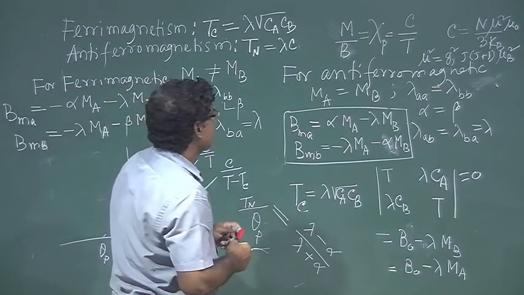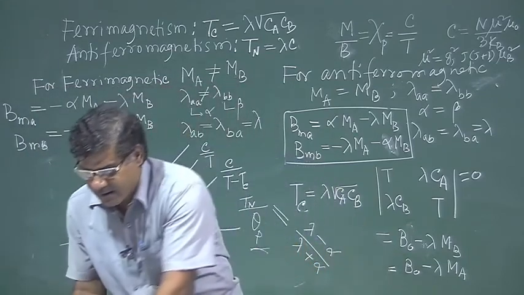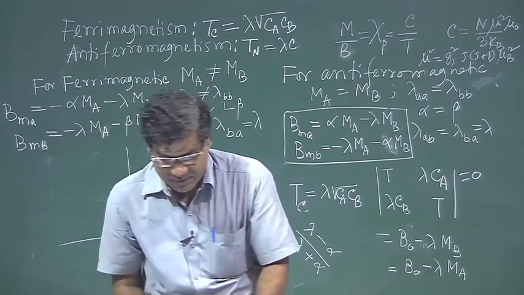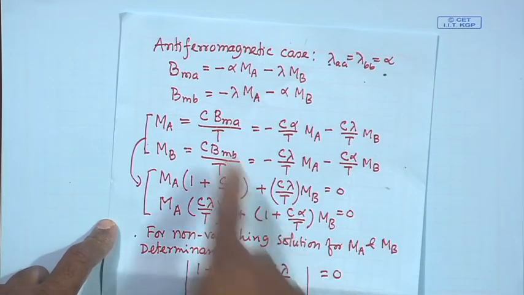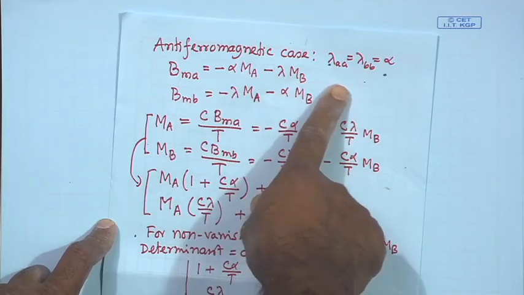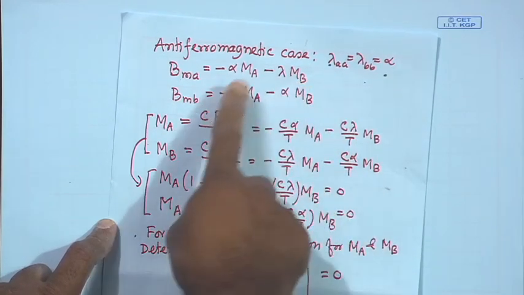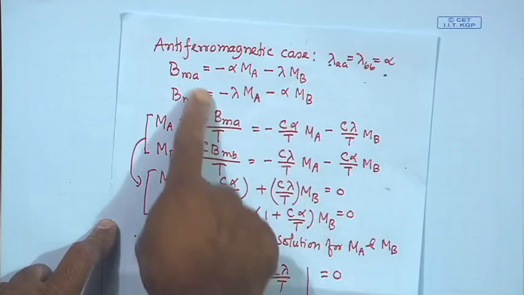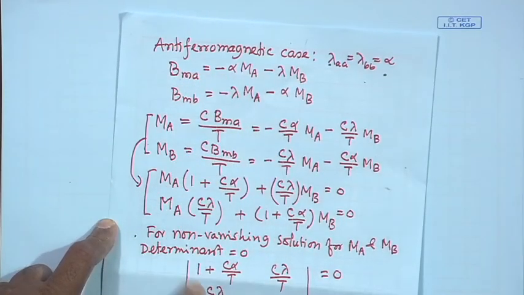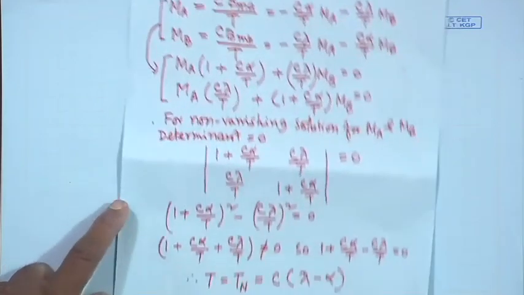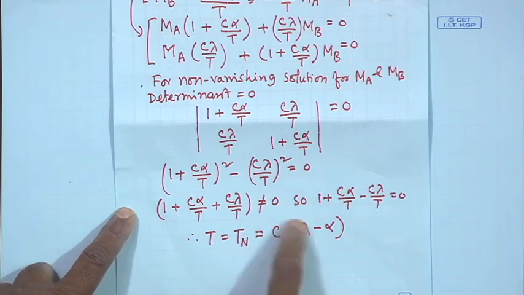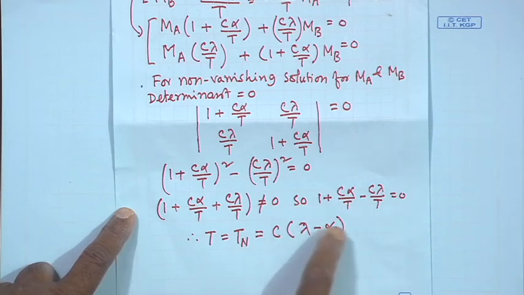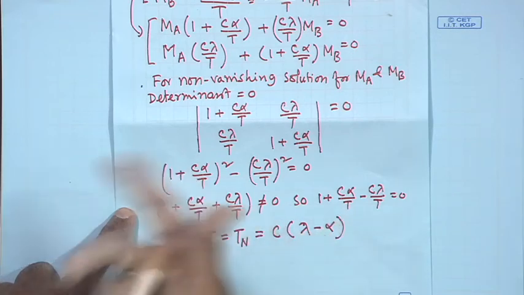That calculation, if we do not ignore alpha and beta, I will show you. In the case of the antiferromagnetic case, I am keeping alpha equal to beta. If you proceed the same way, as I have shown the calculation here, you can do it yourself, then you can show that Tn equal to C lambda minus alpha. Earlier it was C lambda, now it is C lambda minus alpha. If you put alpha equal to 0, it is the other case.